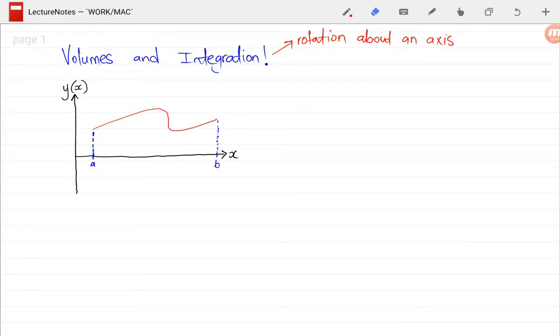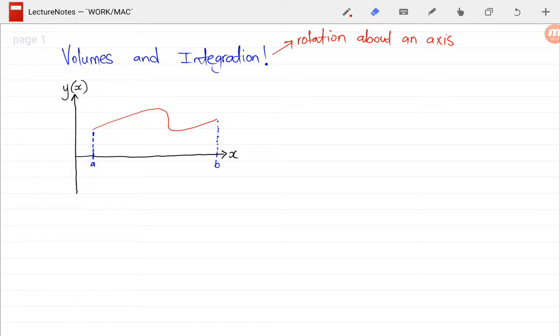Good day everyone. Today we're going to be going over volumes and integration, and the volumes we're going to be constructing today will be made through rotations about an axis. Specifically for this lesson we're going to be rotating about the x-axis, and right at the end perhaps we'll try to look at what happens if we rotate about the y-axis and how that affects us.